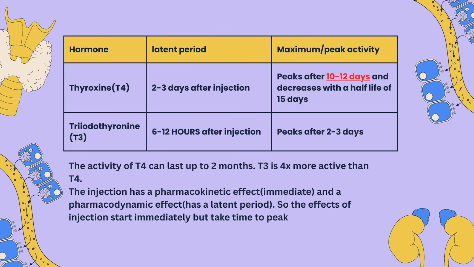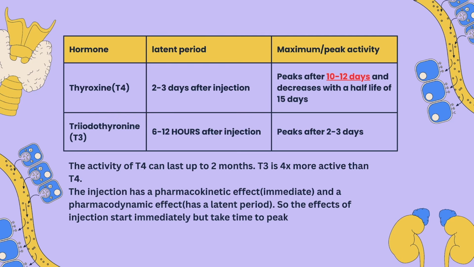All right, let's talk about T4. We said T4 is the less potent one, so it's gonna have a longer latent period. T3 is gonna be 4 times more potent or more active. So T3's latent period is 6 to 12 hours, while the latent period of thyroxine or T4 is 2 to 3 days.